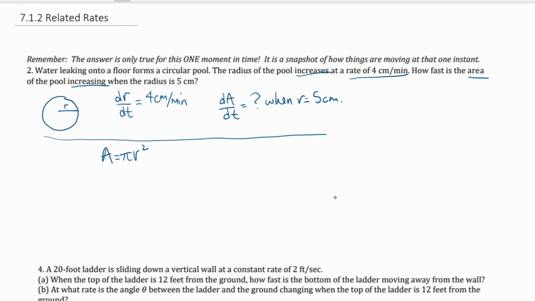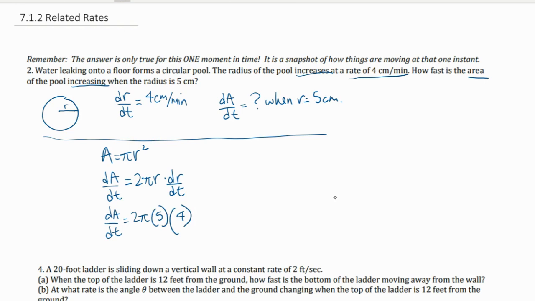Then I'm going to find the derivative with respect to time. The derivative of area with respect to time is dA/dt. On this side, I can use the power rule, 2 pi r, and then the chain rule, the derivative of r with respect to t, dr/dt. Now that I've found my related rate equation, now I can plug in what I know. I do not know dA/dt, that's my question, but I do know that we're looking for when the radius is 5, and I know that dr/dt is 4.